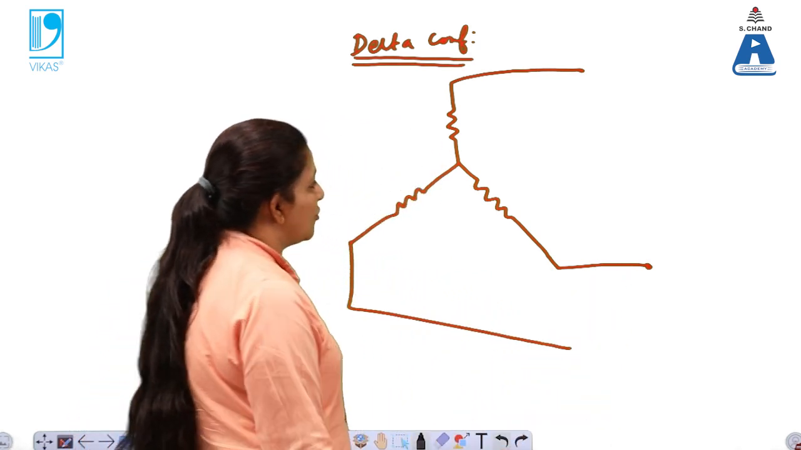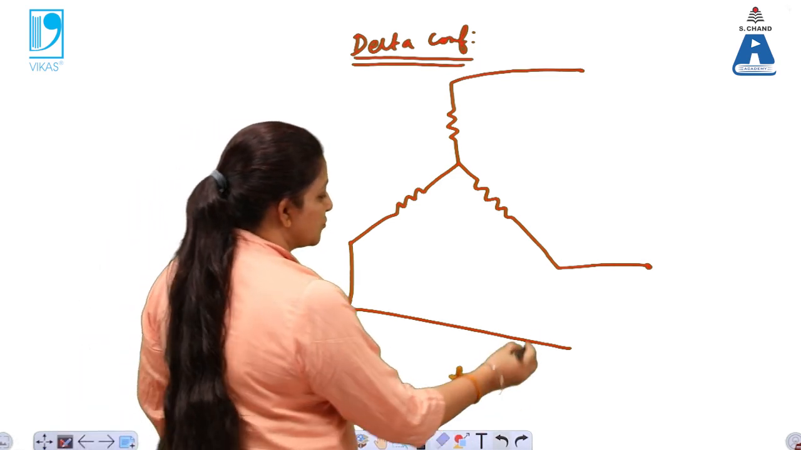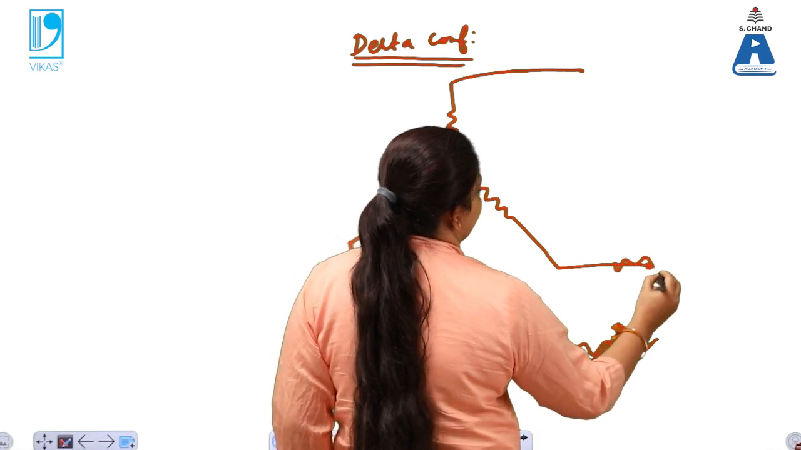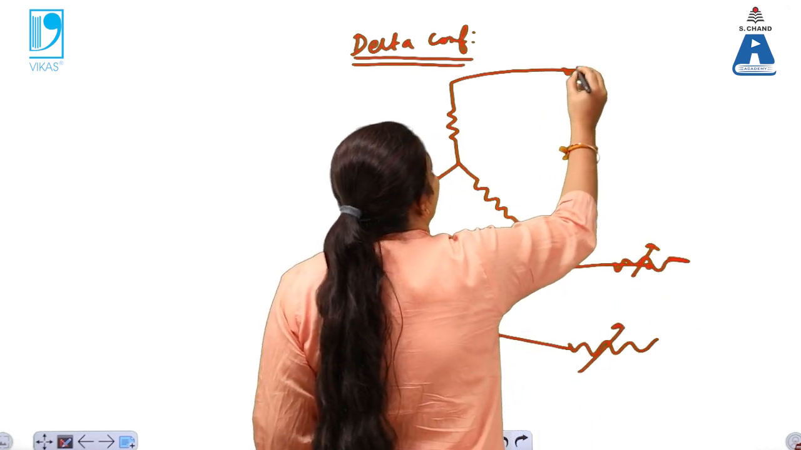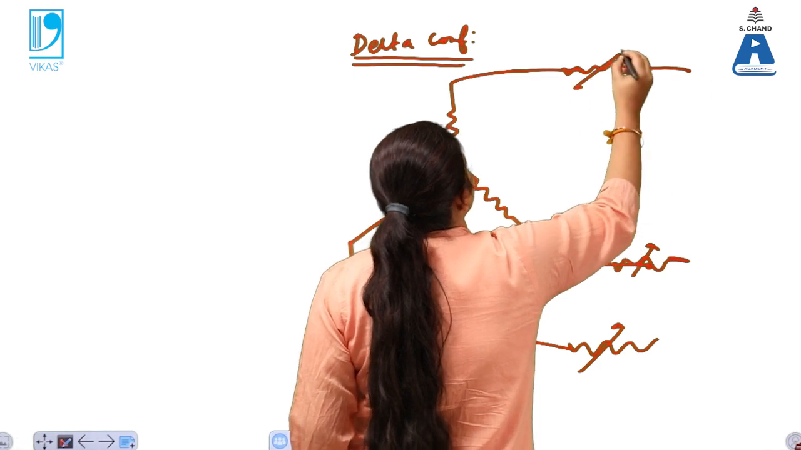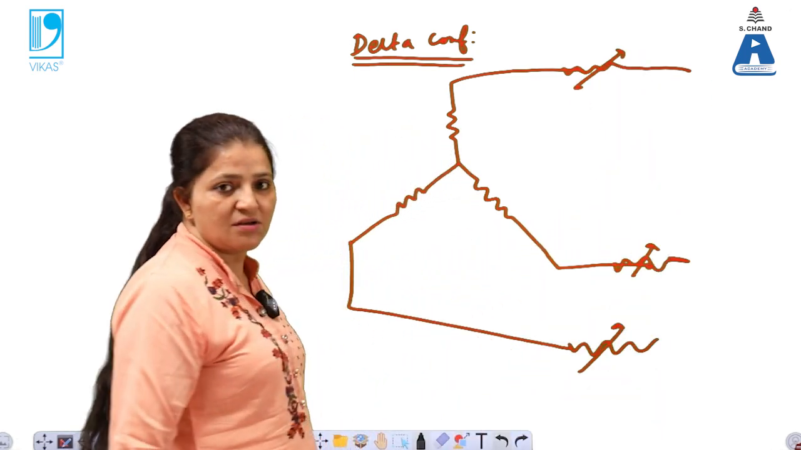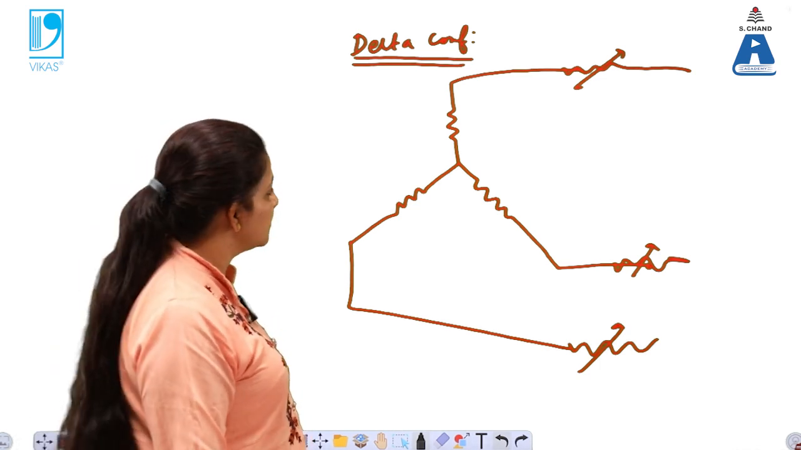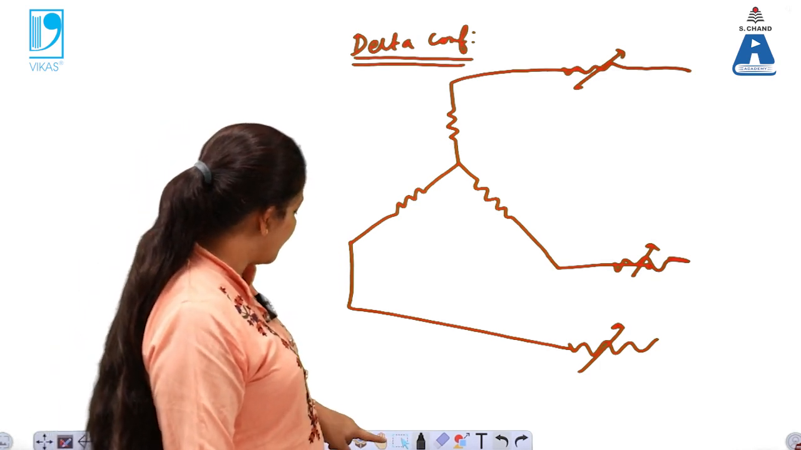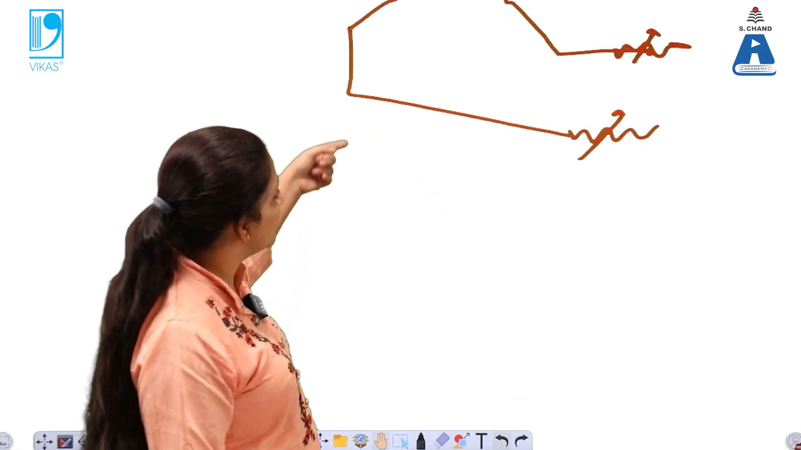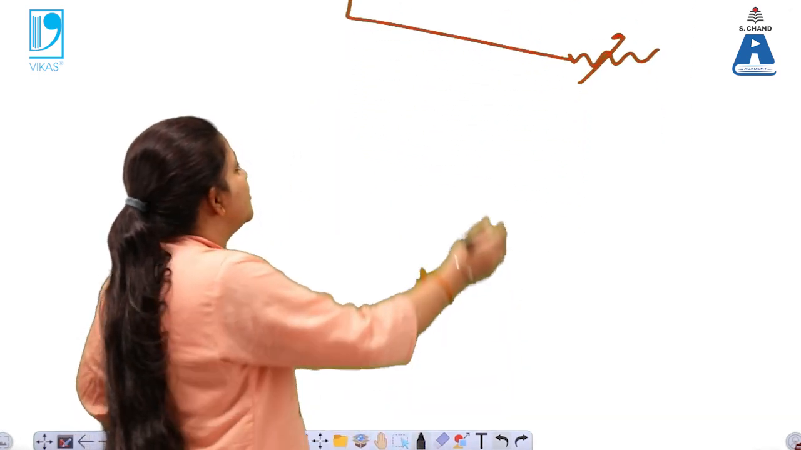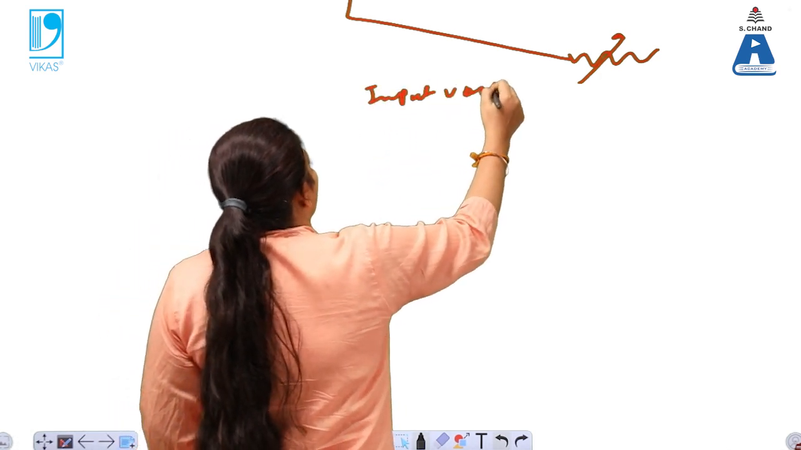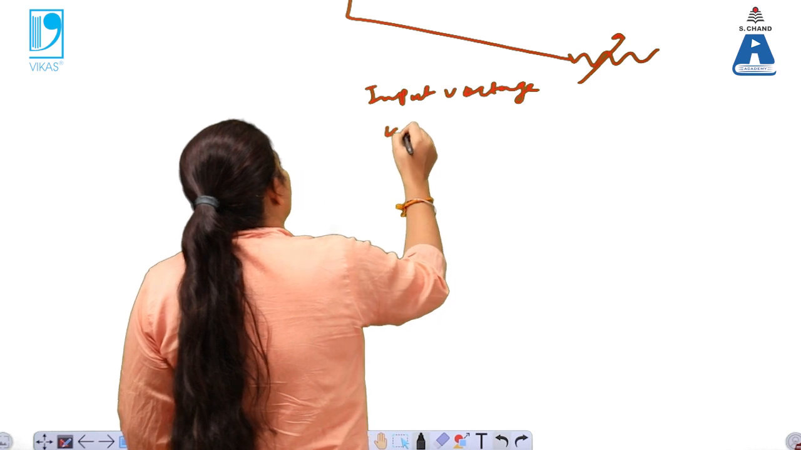Now again, how can you vary this? Introduce again a variable resistance. So to the three phasors the variable resistance is introduced, and due to that variable resistance, automatically what will happen is that it will change the input, and as the input is changing, the input voltage is changed.